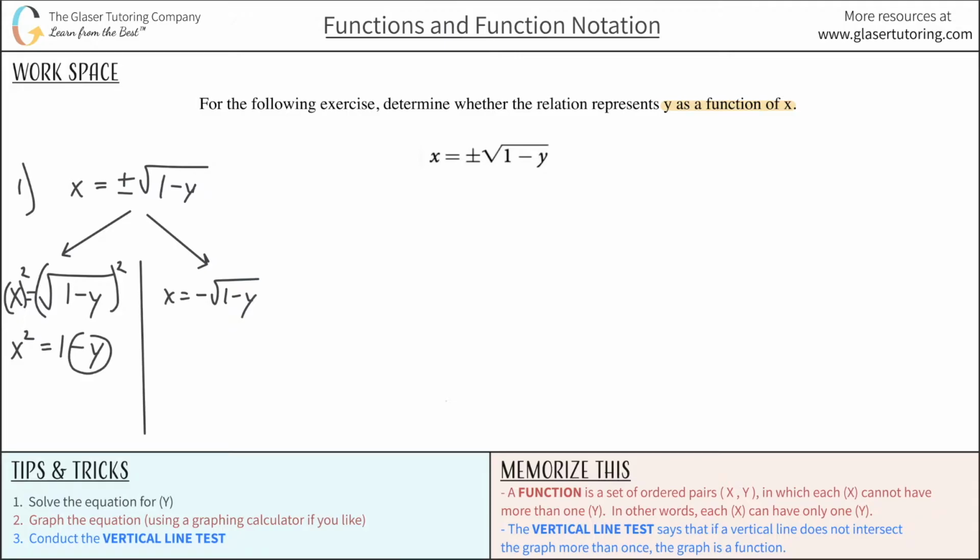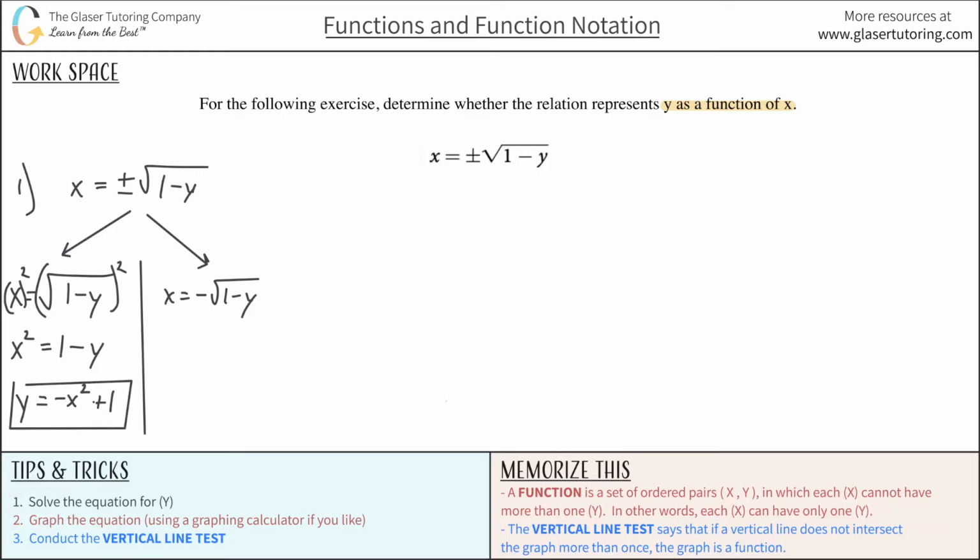Now I can solve this for y. I can isolate y by itself. I want y to be positive, so I'm going to add y over to the left-hand side, and simultaneously subtract x squared over to the right-hand side. That should give us y is equal to negative x squared plus 1. Okay, great, that takes care of the first one.